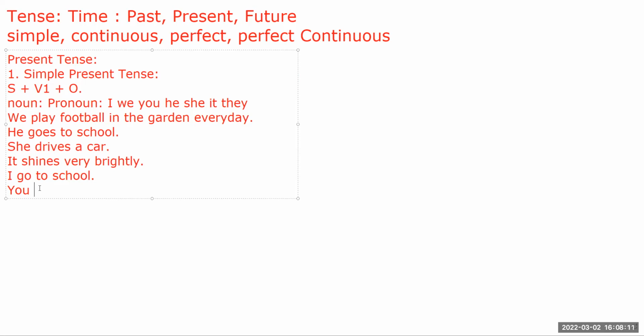You come to college. Yes. So you come. Now here s is not required. You comes असं होणार आहे का? Not required. You come to college. So this became our sentence.